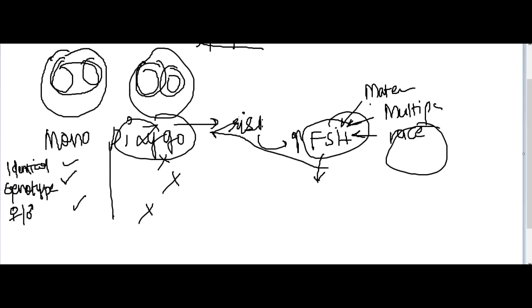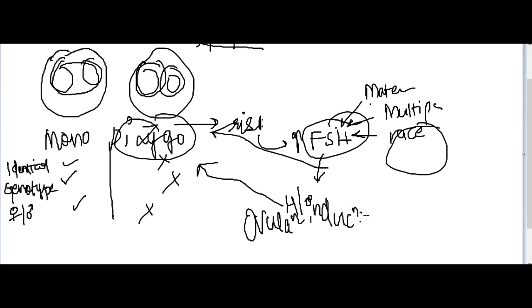Sometimes, whenever there is a history of dizygotic twins in the family, there is a chance of having dizygotic twins. Or if the woman has undergone ovulation induction, using either clomiphene citrate or gonadotropins, even then there is a chance of having dizygotic twins. So this is about dizygotic twins.